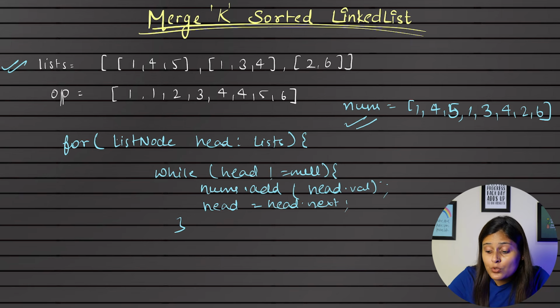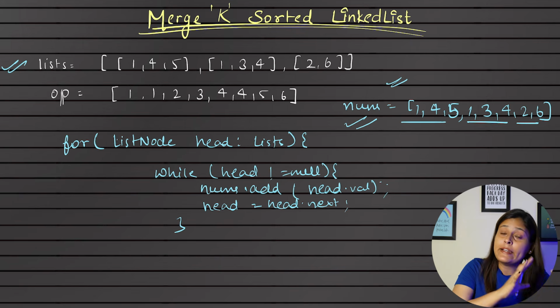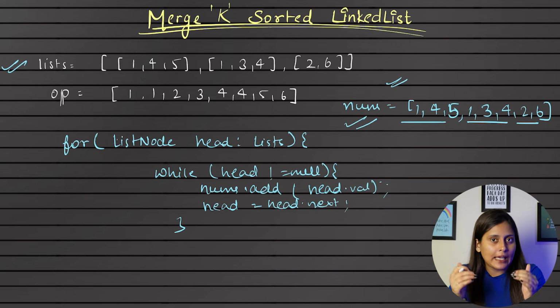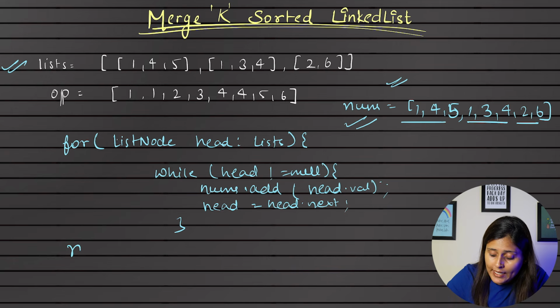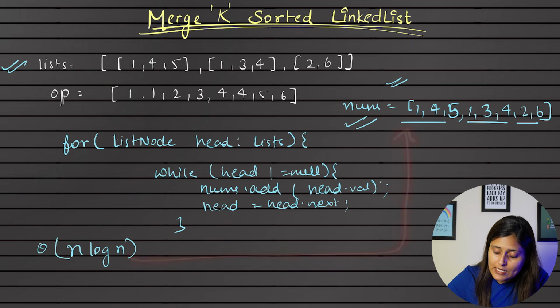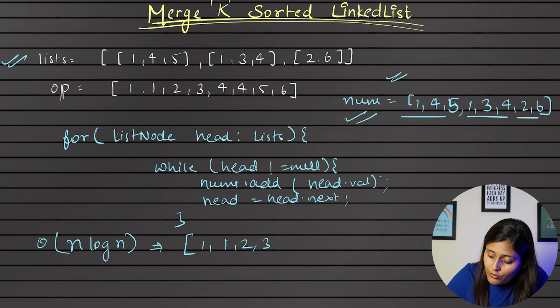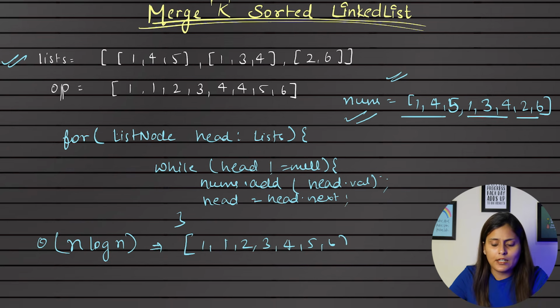Now our task is to sort it, correct? Yes, because after we inserted all the linked lists, which were earlier sorted, the nums array is not sorted anymore. So it will take n log n time complexity to sort this array, can I say? After sorting, the list will look like 1, 2, 3, 4, 5, 6. Done. And now we can create a new linked list.